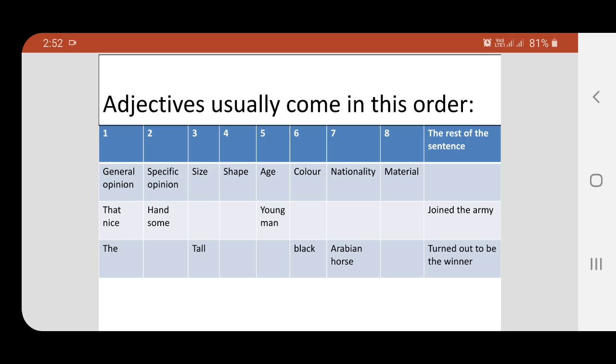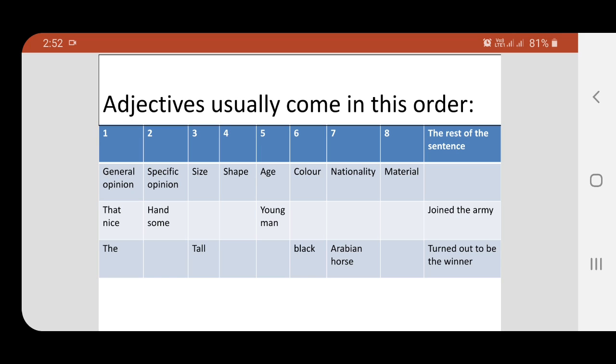We have adjectives which are describing the material. So that is placed at position number 8. And at last we have the remaining sentence. The rest of the sentence is there. That I can make a sentence by reading the table. I can make one sentence.